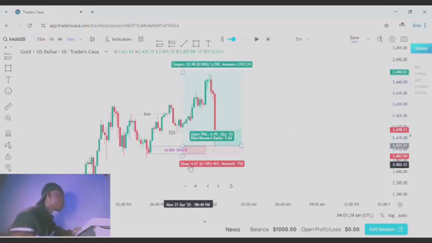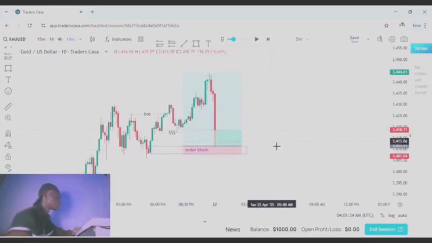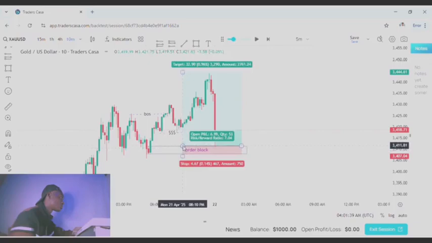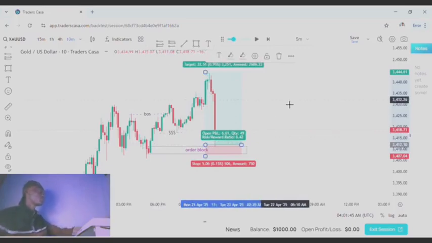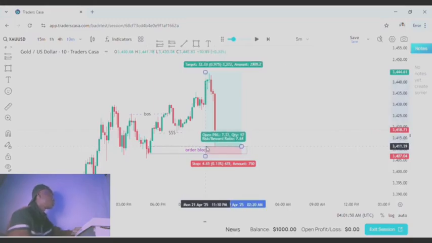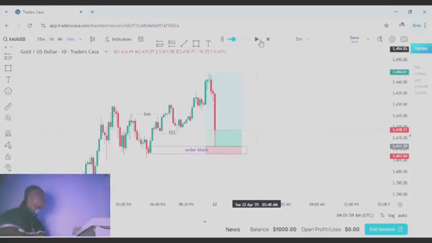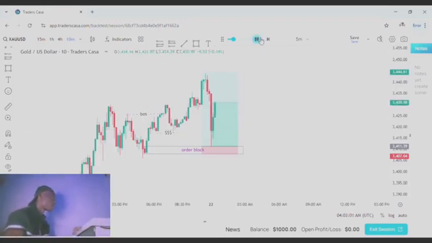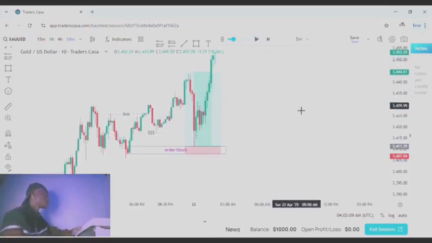You can see right here, price just tapped us in. Let's see if it's going to hit our take profit. Let's go. TP fully smashed, as you can see right here.